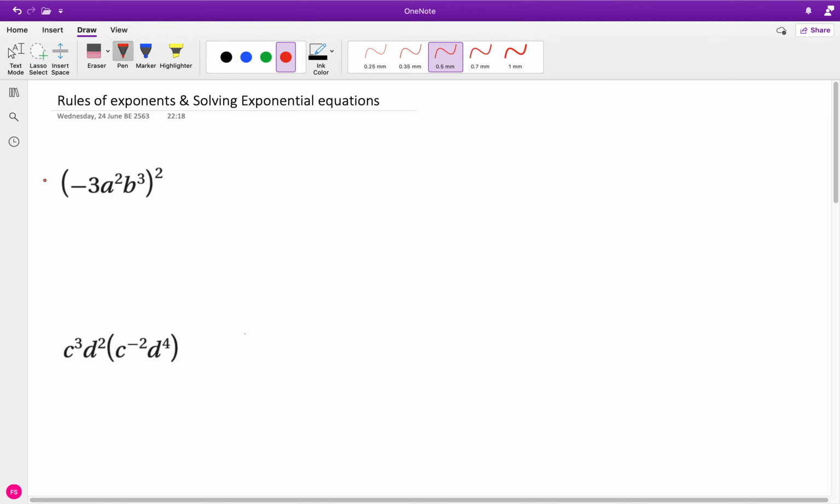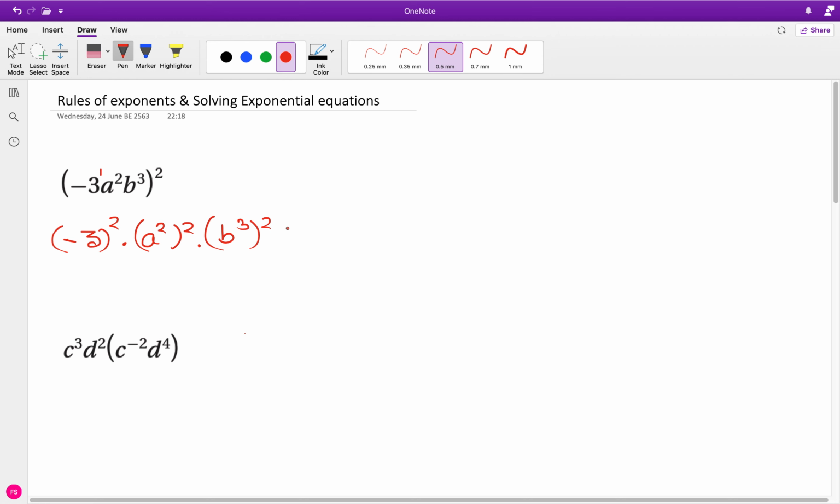The first question we have is negative 3a squared b to the power of 3, raised to the power of 2. Whenever you have a power outside, this means you have to multiply this with the power inside. The power of 3 is, if you don't have anything, that means it's 1. So negative 3 to the power of 2 multiplied by a to the power of 2 raised to the power of 2 times b to the power of 3 raised to the power of 2.